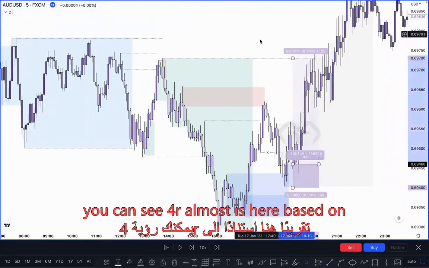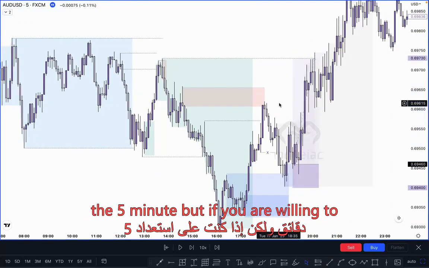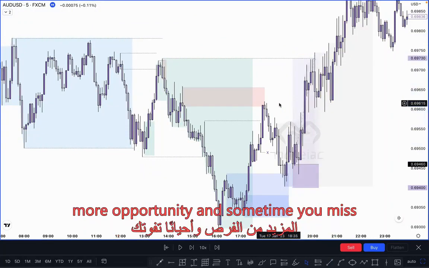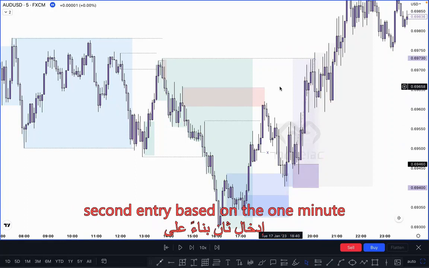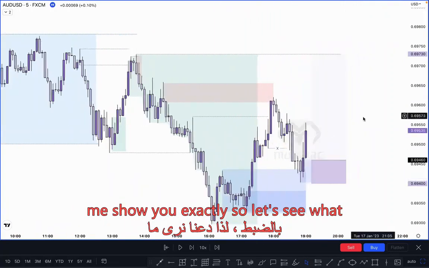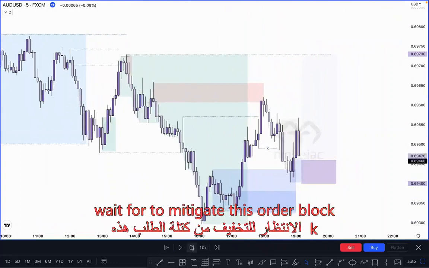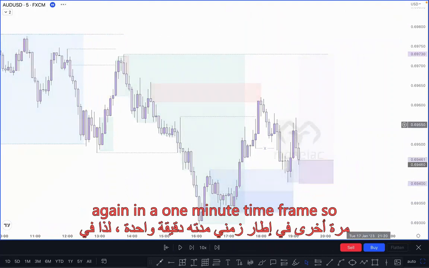And right now you can see 4 hours almost here based on the 5 minute. But if you are willing to switch to a 1 minute time frame to scale more opportunity, and sometimes you miss the first entry, and if you want to enter a second entry based on the 1 minute time frame, then you can switch here. Let me show you exactly. So let's see what happened next here. First of all, you have to wait to mitigate this order block, which is already mitigated here. Let's switch again to the 1 minute time frame.